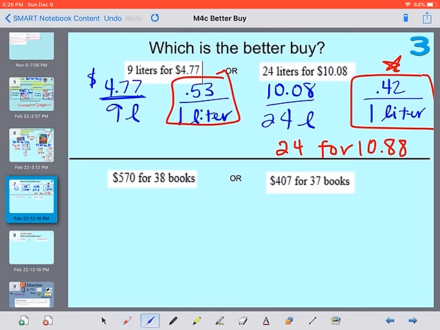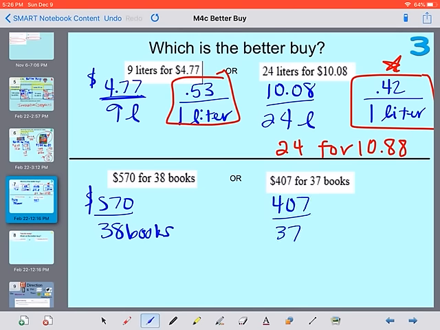Next, which is the cheaper price for books? Maybe a teacher is buying books for an entire class, and they can spend $570 for 38 books, or they can spend $407 for 37 books. Well, hopefully you can tell which is the better buy just by looking at them, because the difference in the number of books is only 1 book. This one is clearly more expensive than on the right, but we're still going to divide anyways to figure out what is the price for 1 book.